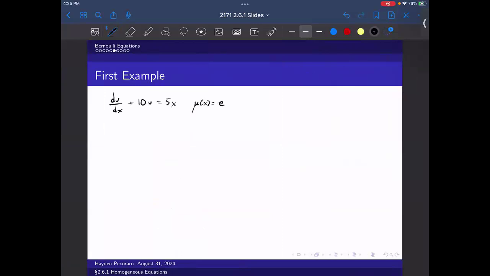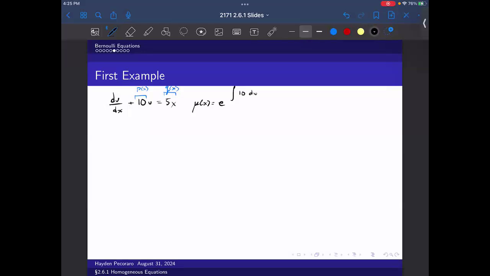Yep. So e to the integral, and then p is just 10 here, right? And this is q. So we have a new p and a new q. So Bernoulli takes a nonlinear equation to a linear equation. That's the whole point of this substitution: it takes this particular type of nonlinear equation and turns it into an easy one that we know how to solve.